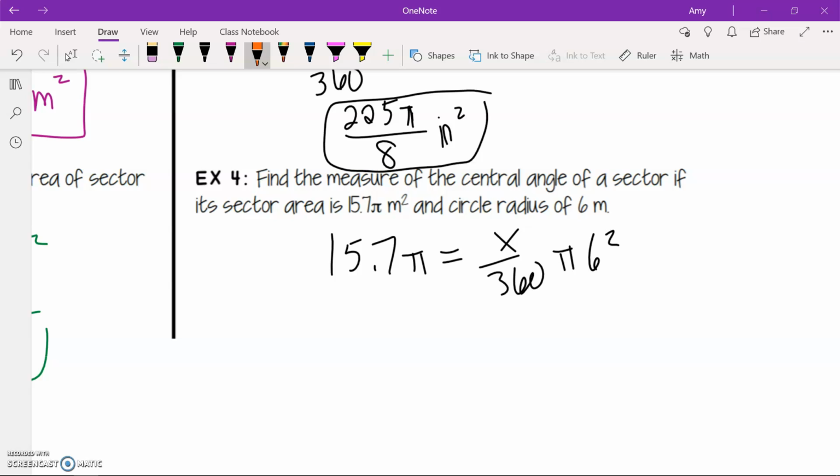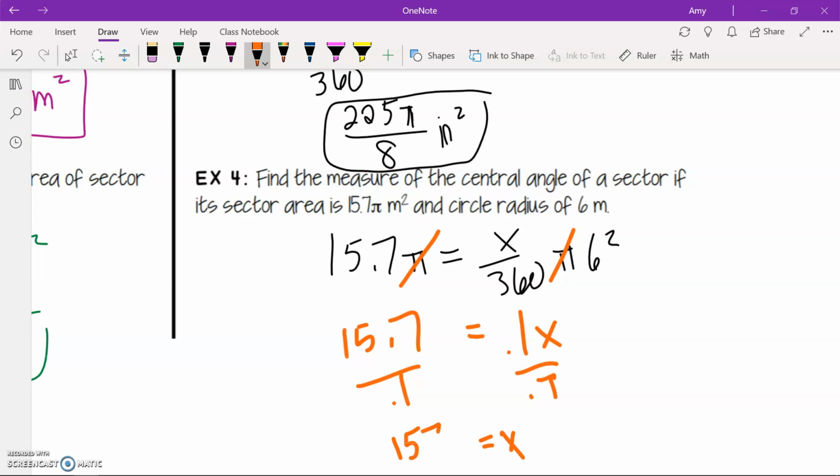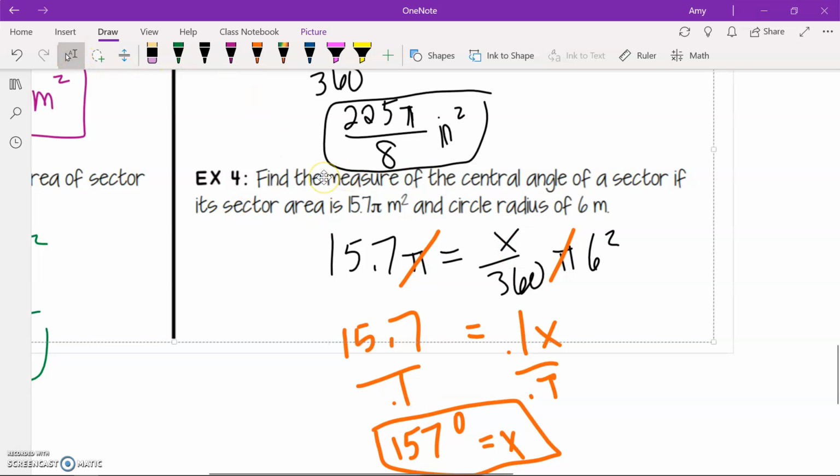Just like in our previous video, we can cancel out those pi's on both sides because we could divide both sides by pi. 6 squared divided by 360 is going to give us 0.1x. It's 15.7. So I could divide by 0.1 on both sides, and we're going to get that x equals 157 degrees. Remember, I'm using my units because I know that x is an angle measure. So in this video, we talked about some different ways to use that sector area formula to solve problems, and good luck!